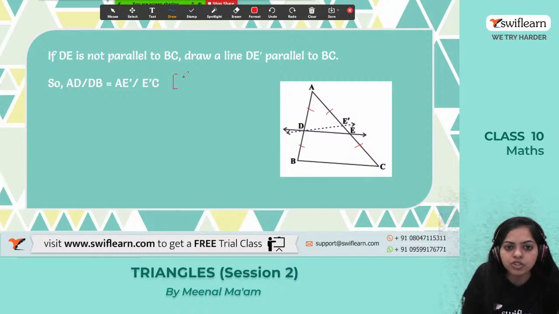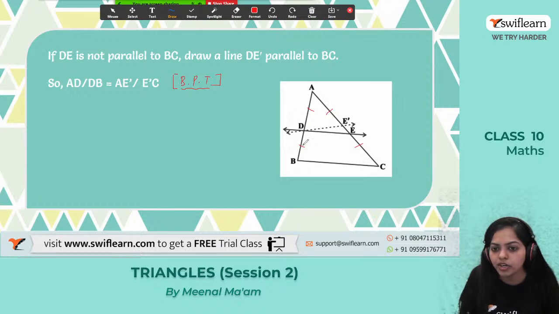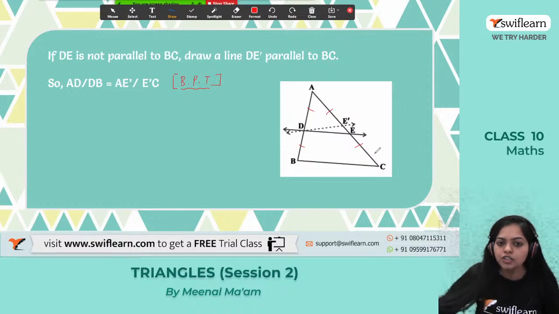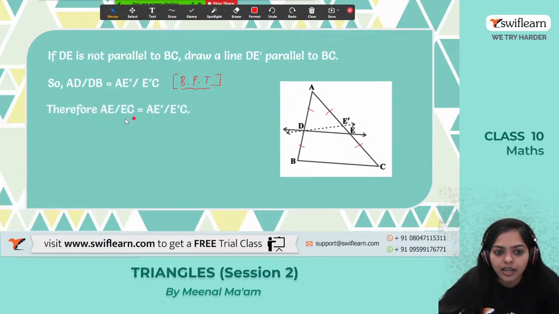By basic proportionality theorem. Yes, in the last theorem we have discussed this. If the line is parallel, then AD upon DB is equal to AE dash upon E dash C. So by the basic proportionality theorem, AD upon DB is equal to AE dash upon E dash C. Now, therefore, AE upon EC is equal to AE dash upon EC dash.